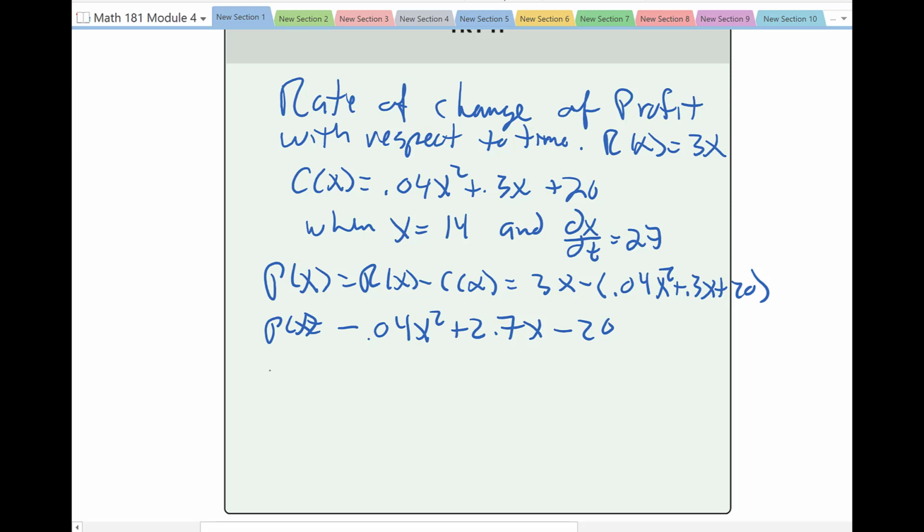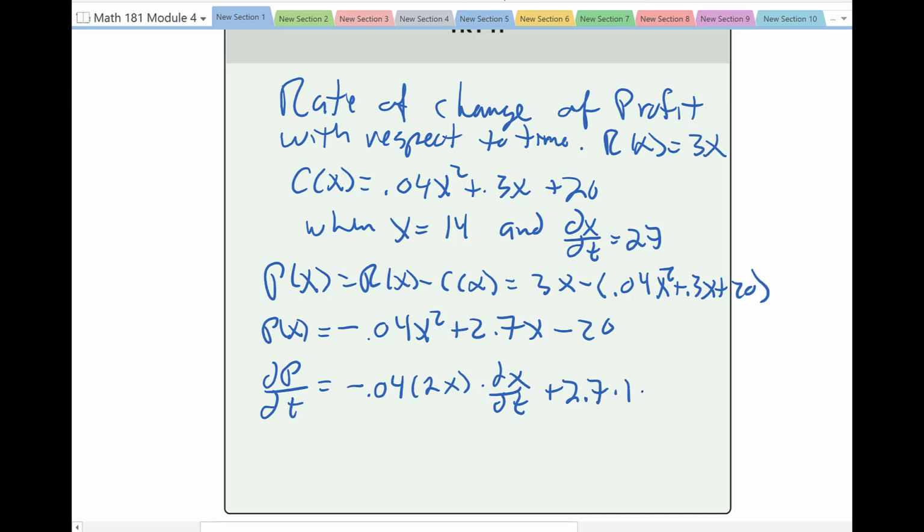So if I'm going to take the derivative, dP dt, the change of profit with respect to time, is going to be equal to negative 0.04 times 2x plus 2.7. Oh, I forgot my dx dt. Plus 2.7 times 1, because the derivative of x is 1, times dx dt. So now we have the pieces we could put in here. We have our x, we have our dx dt, and we can substitute these values in.